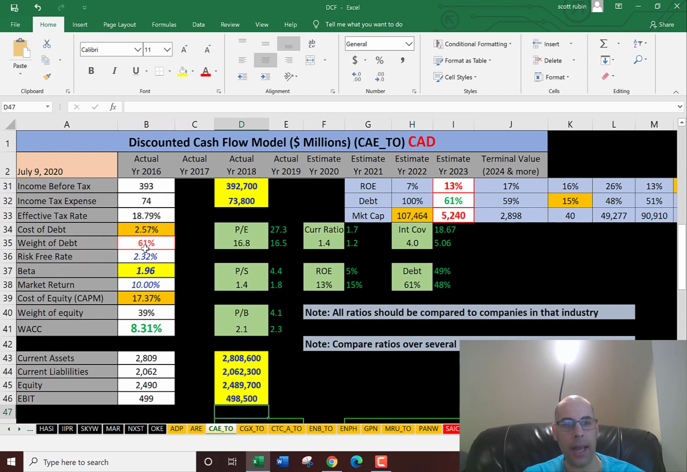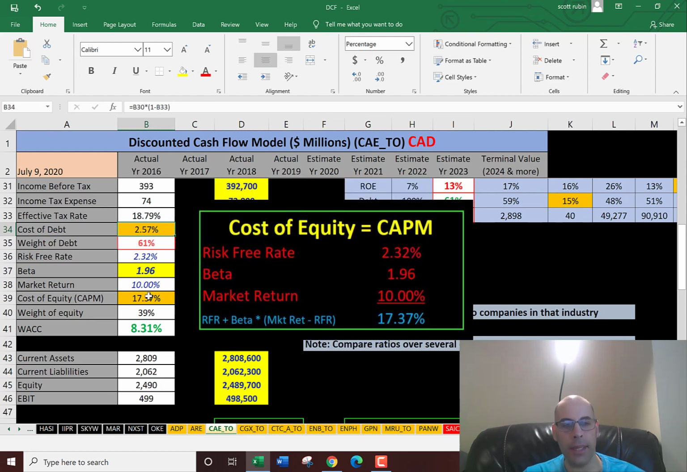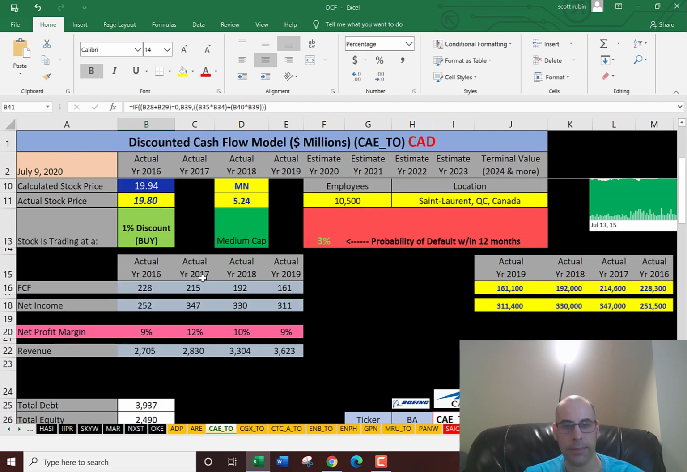So let's look at a capital structure. The cost of debt is 2.6%, and they have 61% of debt in the capital structure. The cost of equity is 17.4%, and they have 40% of equity in a capital structure. And so the weighted average cost of capital is a blend of the cost of debt and the cost of equity, which is 8.3%. And that's what we're going to discount the future cash flows by.